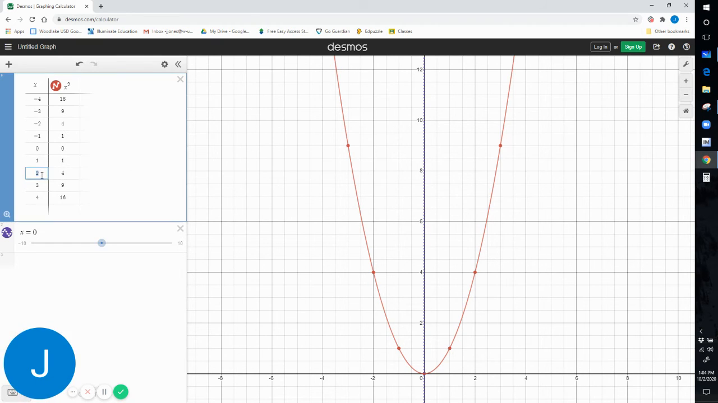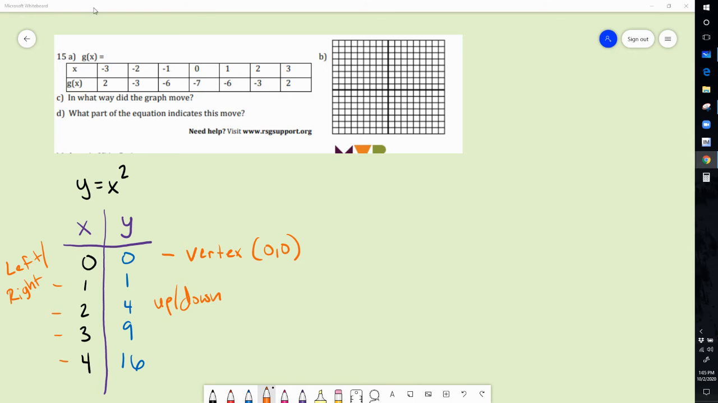Again, from the vertex, over 2, up 4. So from the vertex, over 2, up 4. And that's going to be how you do all of these. That's how to read the table and understand what that means for the graph. All right, so with all that being said, let's get into the problem, and you'll see why this is important.